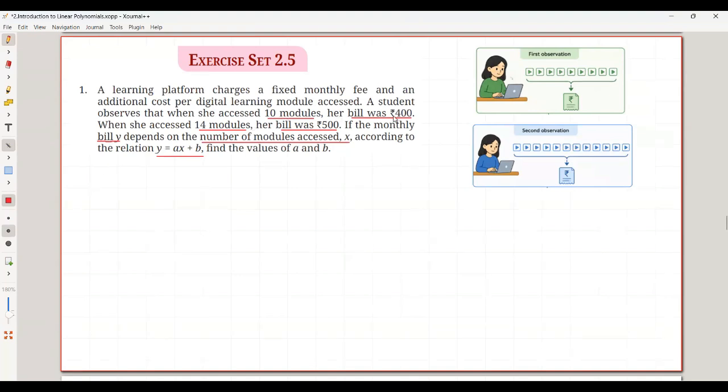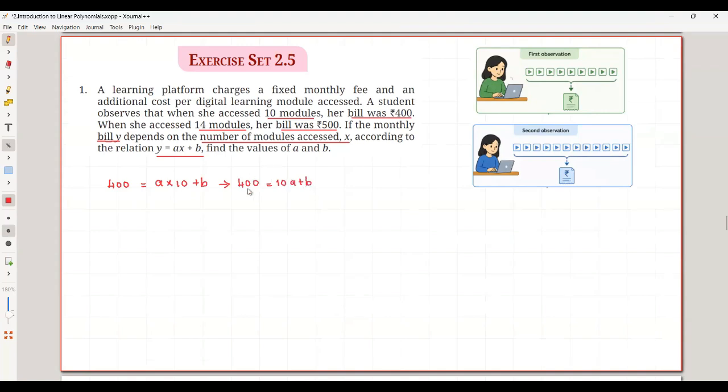For 10 modules, the bill was 400 rupees. So instead of y, I can take 400 for the first condition. 400 is equal to a into the x value. The x value is the number of modules accessed for the first case, 10, plus b. Now you can simplify it. 400 is equal to a into 10, which is 10a, plus b.